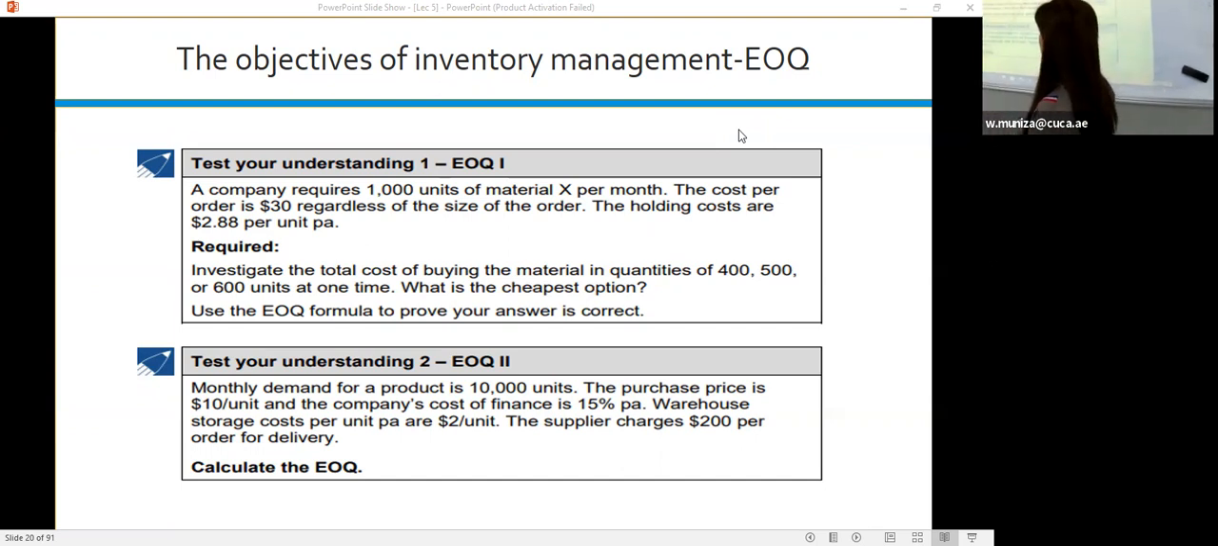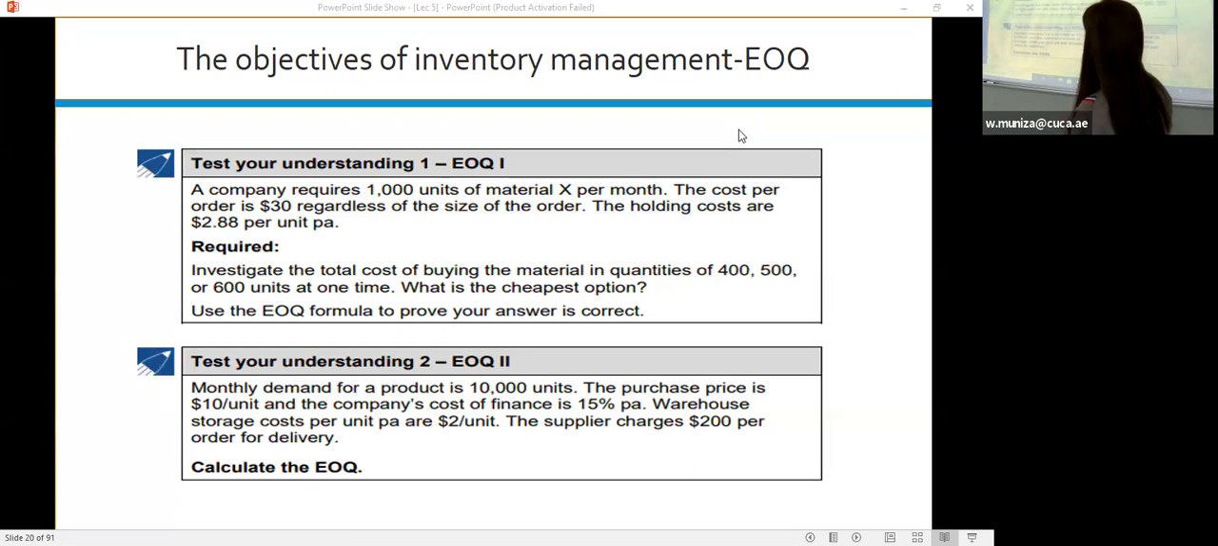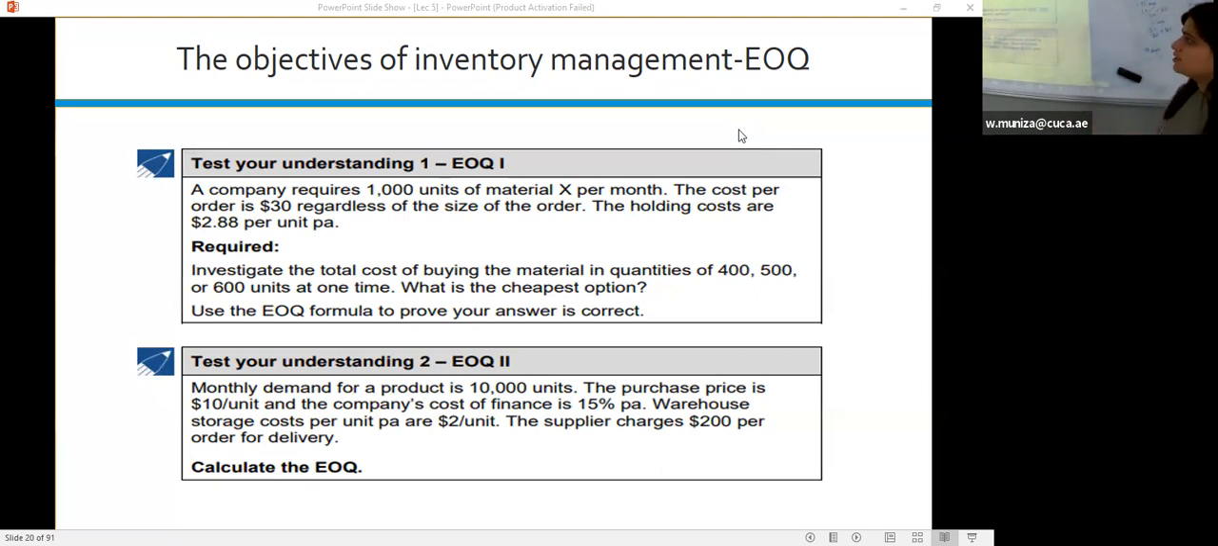A company requires 1,000 units of material X per month. Now over here again, the students make a mistake. Demand is given per month. They take this amount of demand, but you have to convert it to annual demand, multiply by 12. The cost per order is 30, regardless of the size of order. The holding costs are 2.88 per unit per annum. So very straightforward information they have given to us.